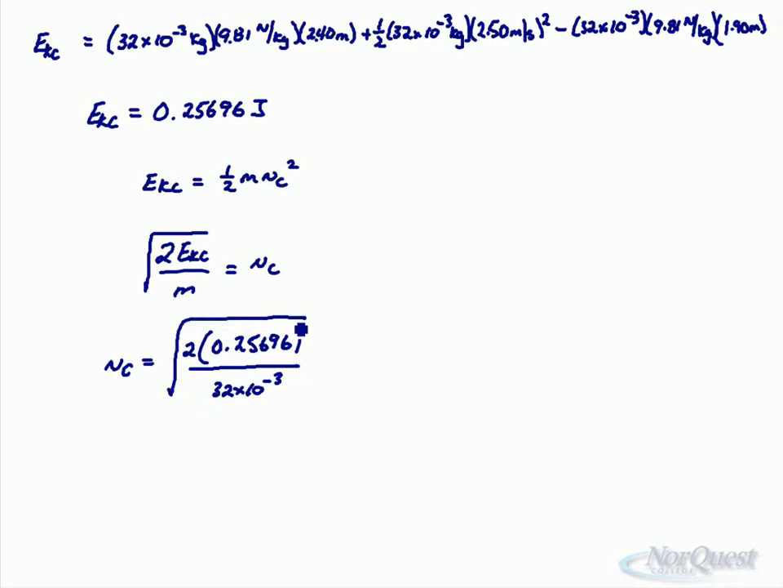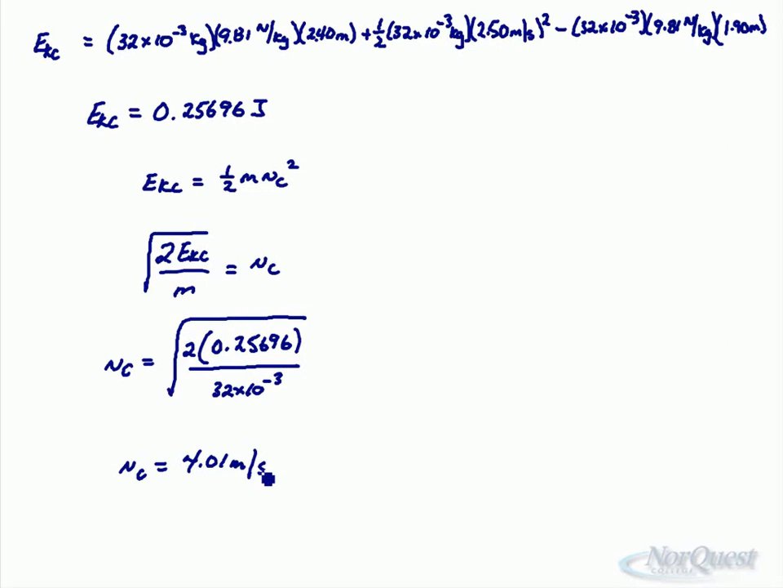Well, I left that number on my calculator, so I'm just going to go times 2 divided by 32 to the exponent negative 3. End up with 16.06 before I take the square root. Take the square root of that answer, and you end up with the velocity at C, which works out to be, to the appropriate sig digs, 4.01 meters per second.